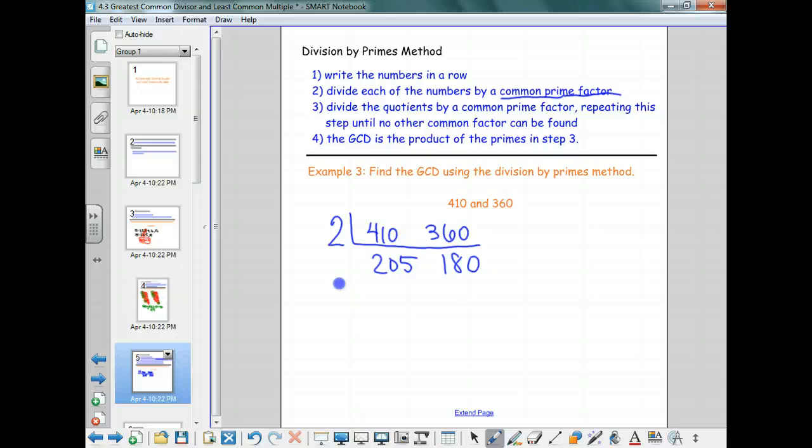So what could I divide by? 5. I can't divide by 3 either. Why? 205 isn't divisible by 3, but 5 will work, yeah? All right, so what's 205 divided by 5? 41. And what is 180 divided by 5? 36. Okay. 41 is prime, right? So unless 41 divides 36, and you know it doesn't, you're done. You're done at this point when the numbers on the bottom have nothing else in common. Once they have nothing else in common, you are stopped.